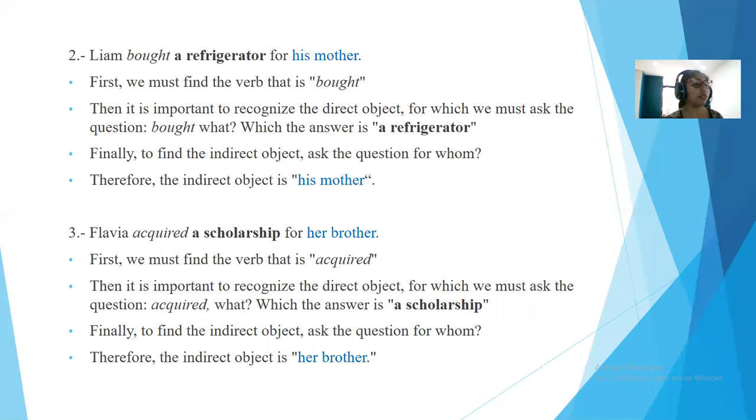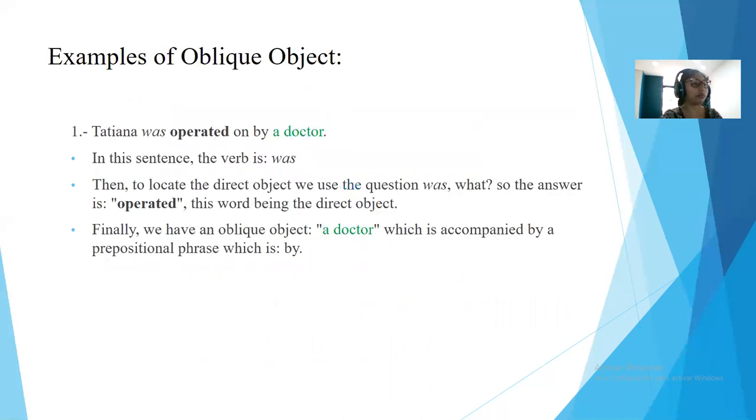In example number 3, Flavia acquired a scholarship for her brother. First, we must find the verb that is acquired. Then it is important to recognize the direct object, for which we must ask the question acquire what? The answer is a scholarship. Finally, to find the indirect object, ask the question for whom. Therefore, the indirect object is her brother in this sentence.